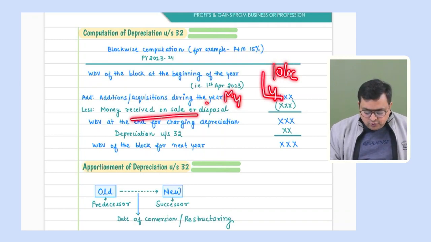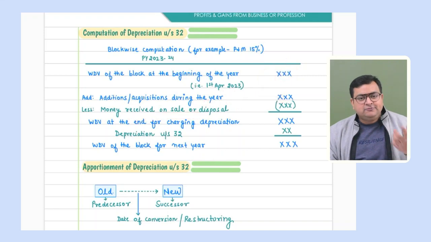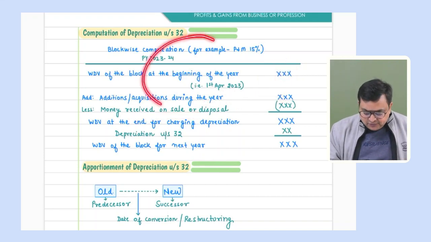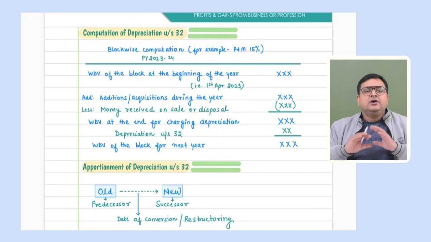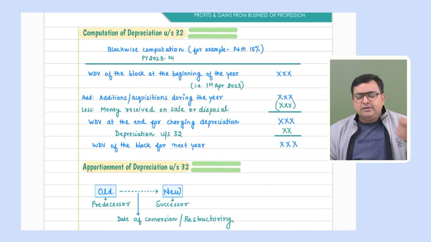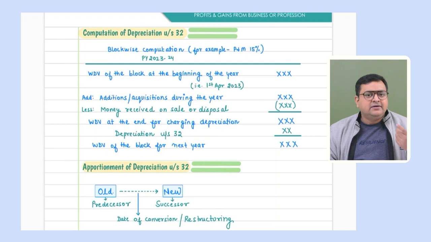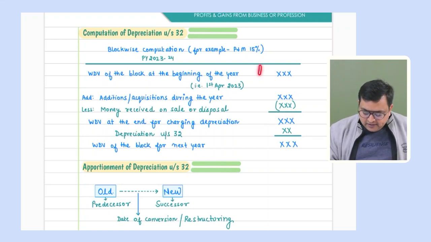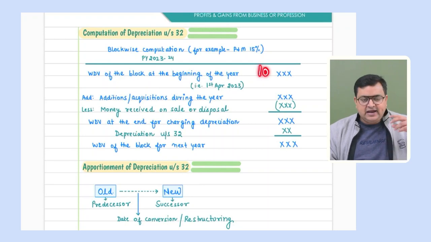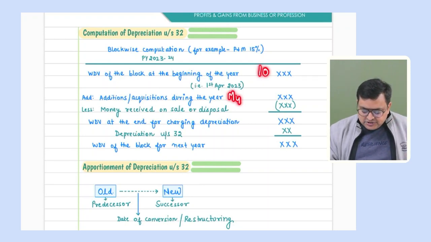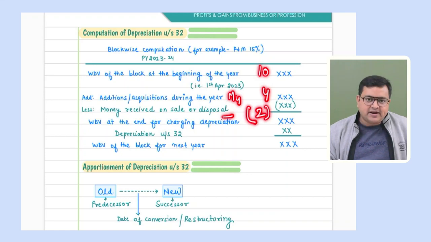And let's say if you have sold or disposed of any asset which was part of this block, and now in this year you have sold it or disposed of it, so whatever money you have received after selling or disposing of the asset, please subtract that, right? We have to subtract the money which you have received, right? So let's say the opening value of the block was 10 lakh, you have purchased one more machine M4 for rupees 4 lakh, and you have sold some machine also. Let's say of rupees 2 lakh you have sold it, please subtract it, right?